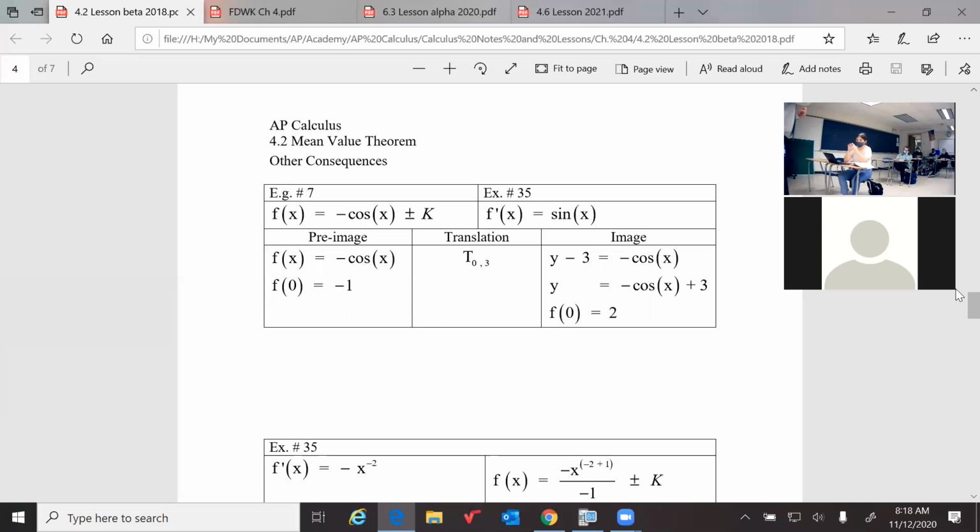So if the derivative is sine, what was the question? What was the parent graph? We saw over there, the derivative of cosine is negative sine. So the parent graph must be negative cosine x. Logical? These aren't difficult differentiations. So the parent graph for example 7 is negative cosine x. It would look like this.